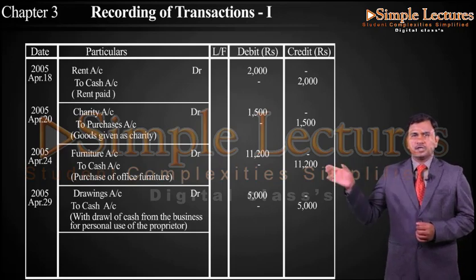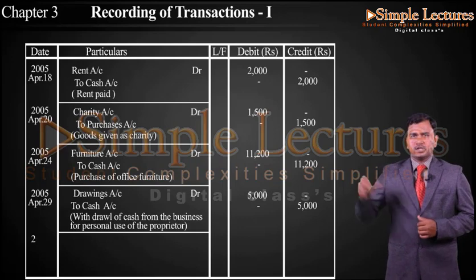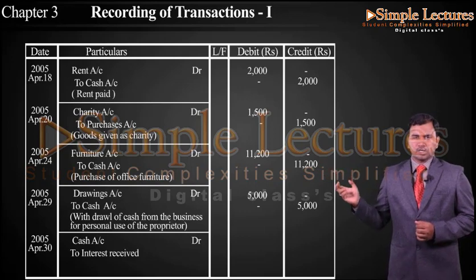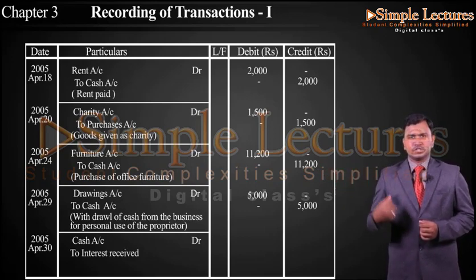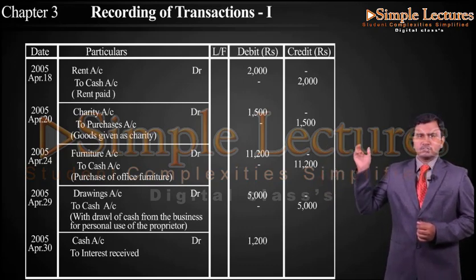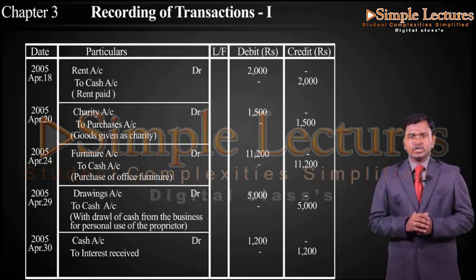So let us see the journal entry for this, which will be on 30th/4/2005 cash account debtor to interest account. So we are going to receive the interest here since it is credited here. So cash account debtor to interest account, amount 1,200 debit, 1,200 credit. So the narration will be interest received in cash.